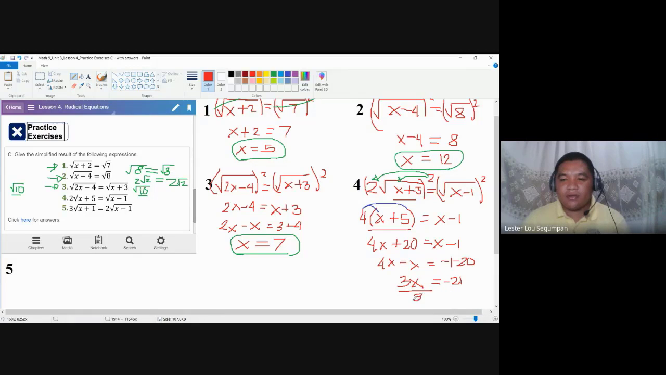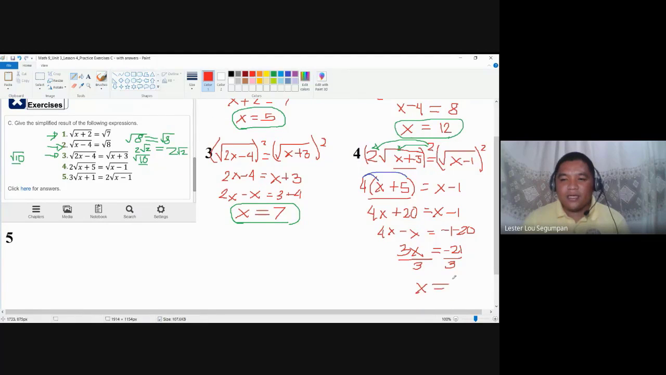Divide both sides by 3. The value for the variable x is negative 7, because negative 21 divided by 3 is negative 7. So let's try to check if it's really true. Okay. When we try here negative 7, let's go back to our solution whether they are all correct. Okay. When we try here negative 7, let me use the pen.